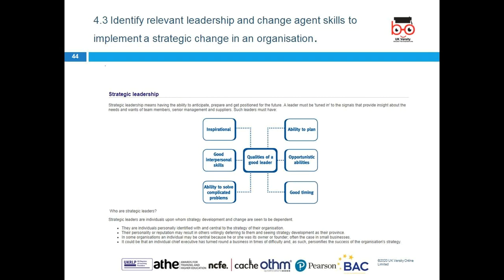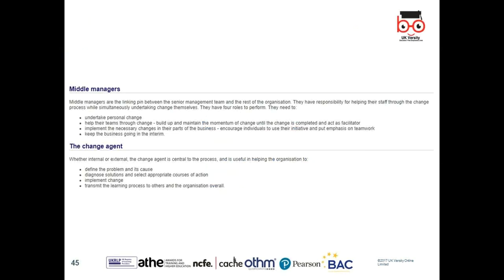Whenever opportunity comes, quickly avail it. Like many companies may have availed opportunity during coronavirus, especially PPEs, personal protection equipment, and things like that, selling to companies. So who are the strategic leaders? Individuals upon whom the strategy developed and the changes are seen to be dependent. These can be our strategic leaders, who are long term and can drive the organization. That's why it's called strategic level, top level. Any question there? No. Okay.